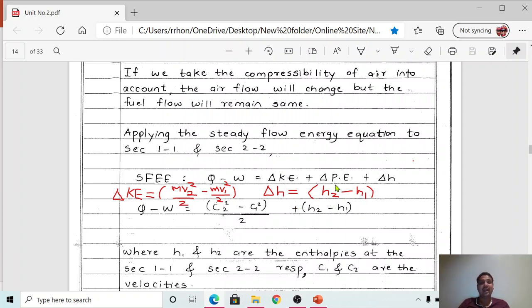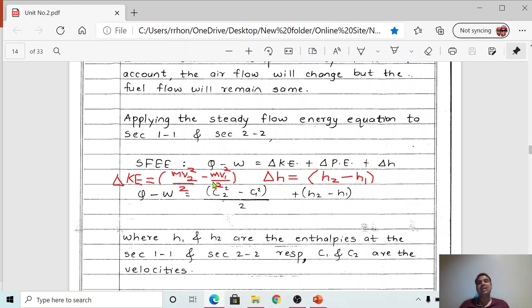And the change in potential energy: in this case there is no question of potential energy, because air enters and gets compressed. So potential energy is not a part of this equation, and we can directly neglect it. As we have already considered, c1 is the initial velocity and c2 is the velocity at the throat section.